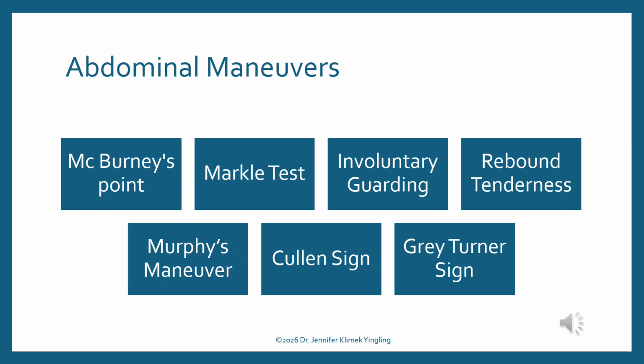Cullen sign. This is edema and blue discoloration around the umbilicus. Grey Turner sign. This is a blue discoloration on the flanks that may indicate a retroperitoneal hemorrhage. So keep those abdominal signs and maneuvers in mind when you are documenting and examining your patient.